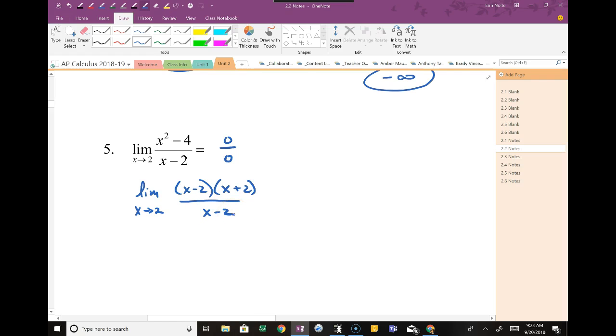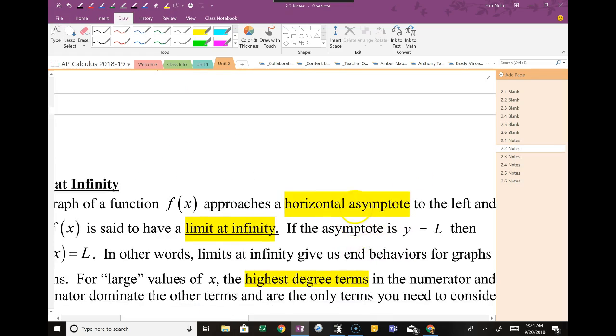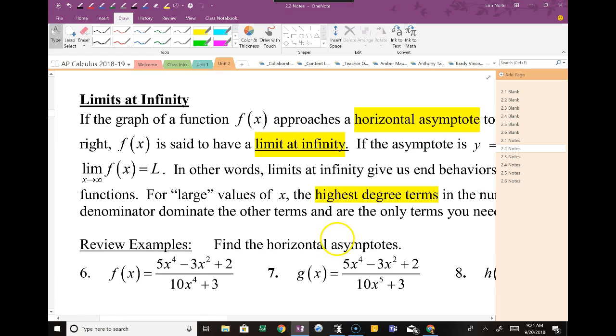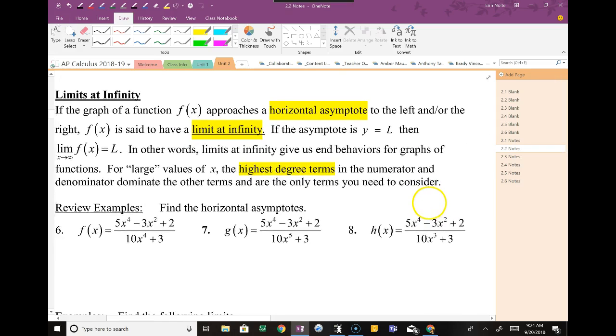Okay, so after I factor it, what cancels? Now I have x plus 2 as my function. If I plug in 2 plus 2, my limit value is 4. All right, that's pretty easy, right? Nailed it. You guys are ready for the AP Calc test?